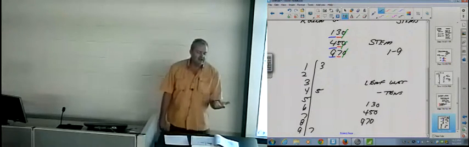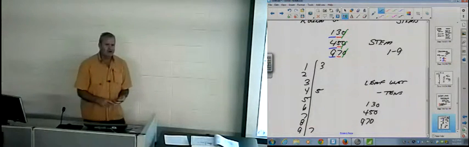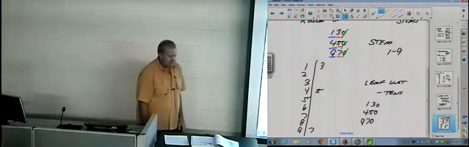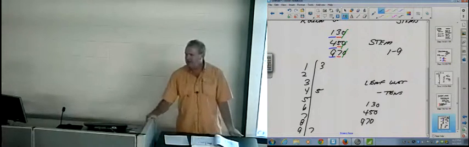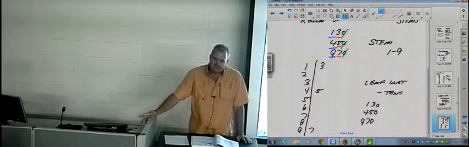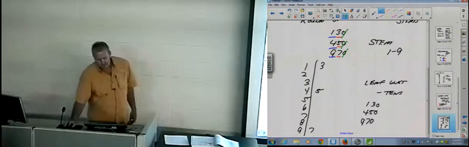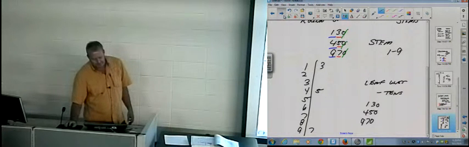A stem plot gives me the same information that a histogram does. You still talk about shape, center, spread, possible outliers. The nice thing about a stem plot is you still got the data staring you back in the face. That's all. Okay? Now, we're almost done with chapter 1.